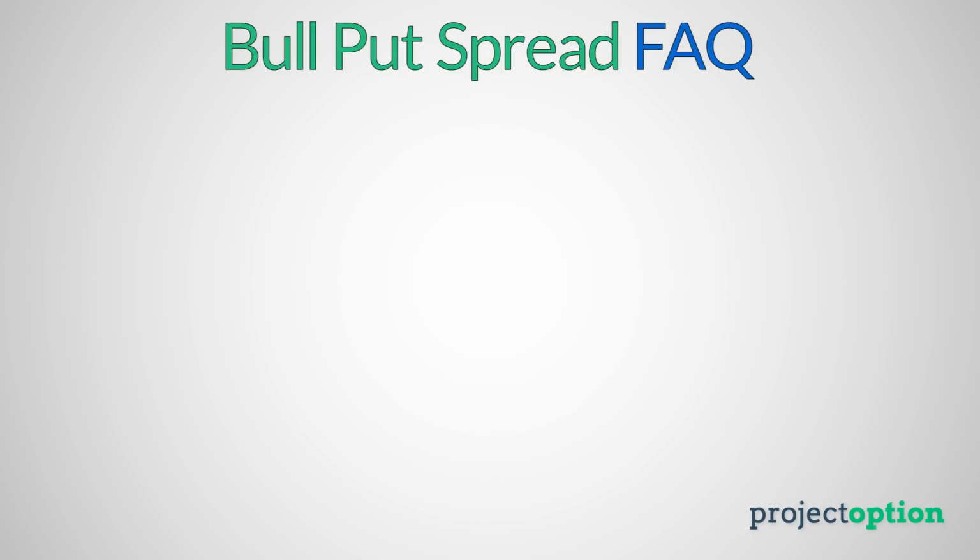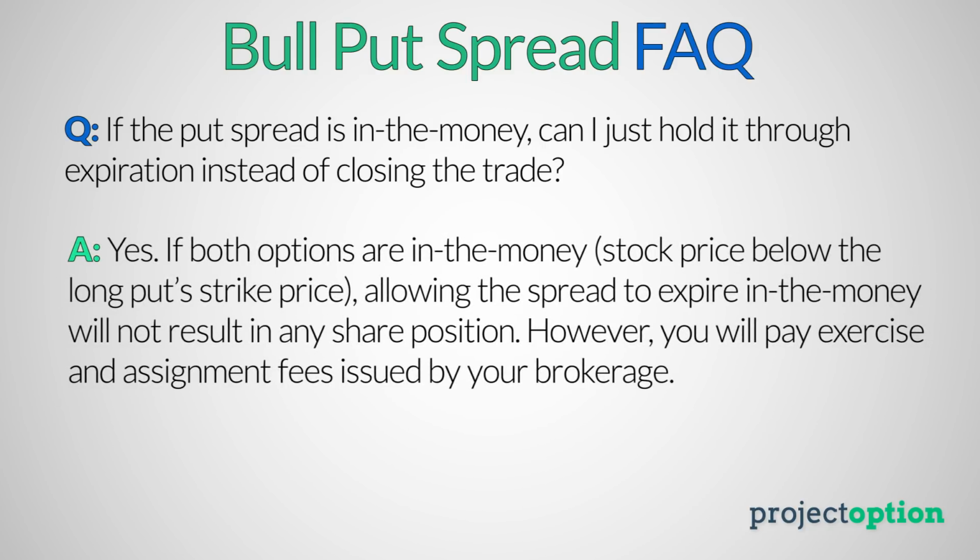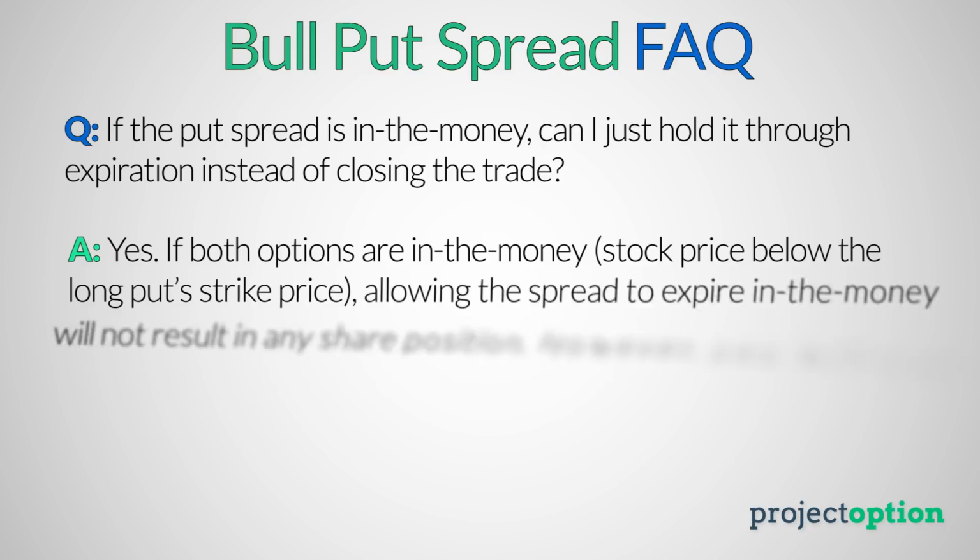The next question is, can you hold a short put spread position through expiration if the options are in the money? And the answer is that you can. In the case of selling a put spread, if the stock price is completely below both put spread strike prices, meaning both puts are in the money, and you hold those put options through expiration, you will not end up with any share position, but your brokerage firm will charge you exercise and assignment fees, which in most cases is not a situation you want to be in.